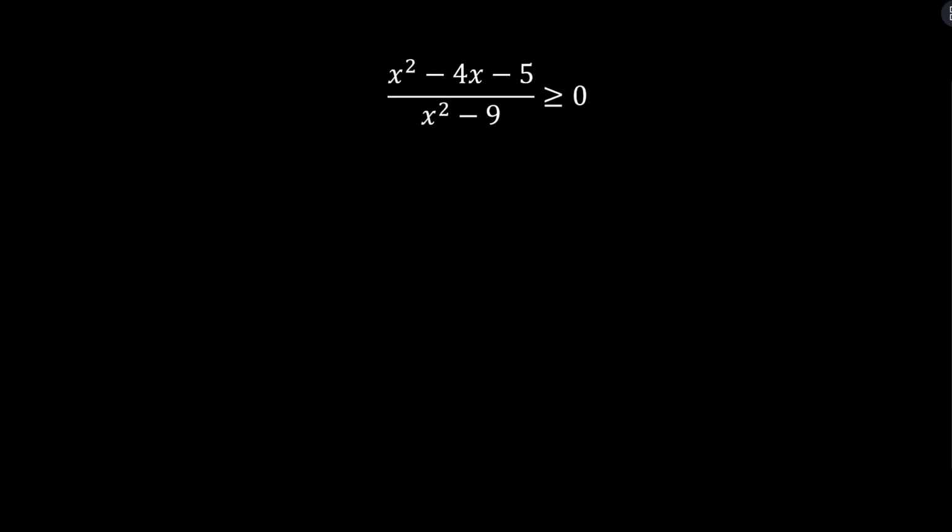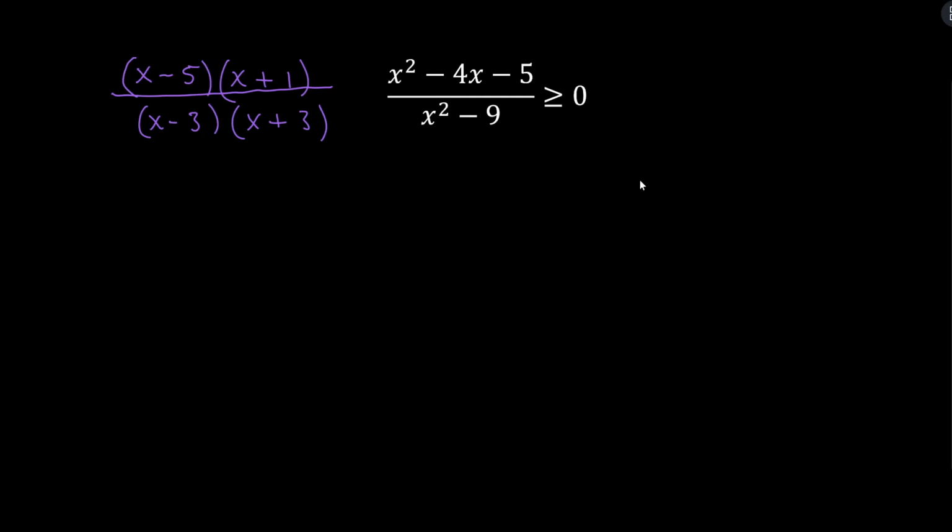Same idea. First thing we're going to want to do is factor both the numerator and the denominator. So let's start. In the numerator, we have a trinomial where a equals 1. So I'm looking for two numbers that multiply together to -5 and add together to -4. That should be x minus 5 and x plus 1, -5 and +1. In the denominator, I have a difference of squares. So we're going to have x minus 3 times x plus 3. That's a difference of squares.